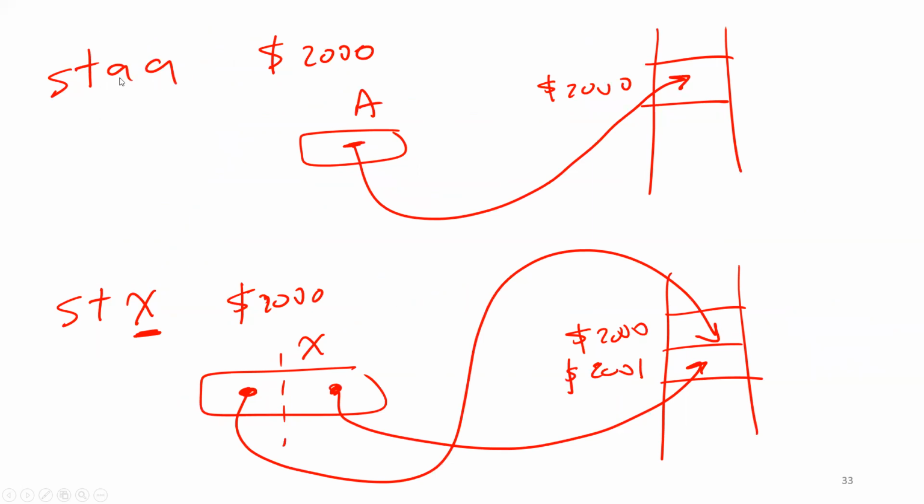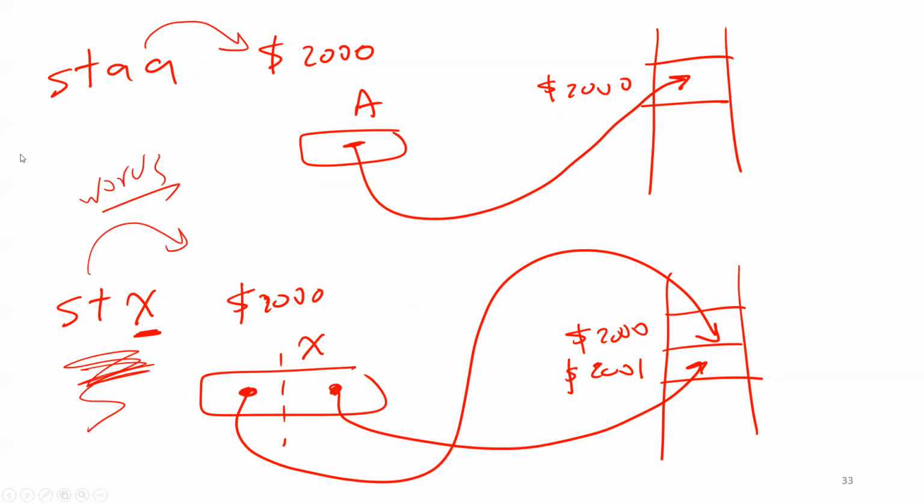Another example for store. I told you store: you are going to store a register in memory. So with this instruction, I'm going to store register A in the location 2000, byte by byte. When I teach store X, I'm going to tell you this instruction works for words. That means when I say store X in location 2000, it's actually 2000 and 2001, right? So this is a word and this is a word.